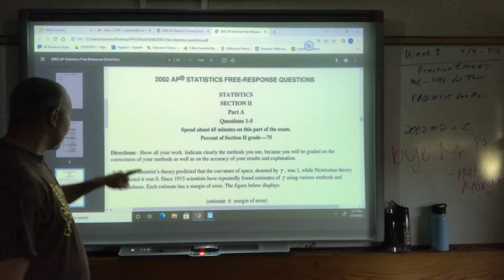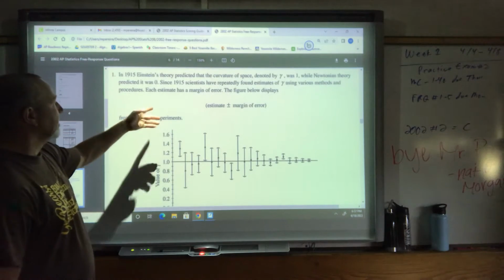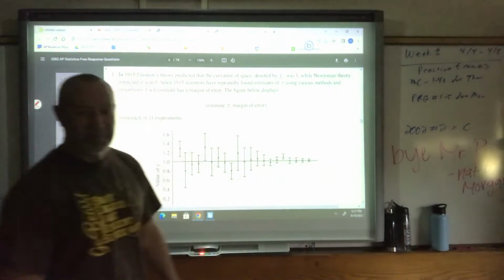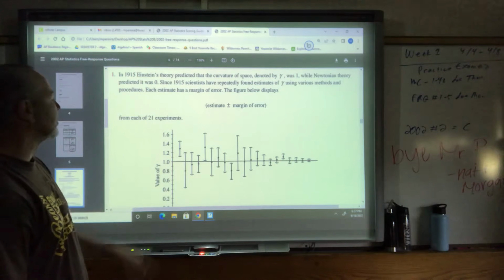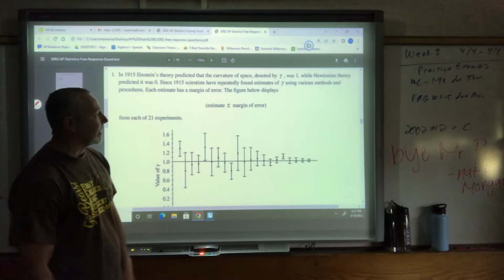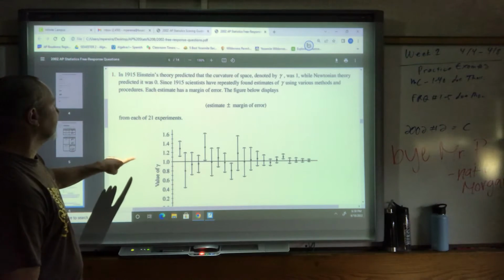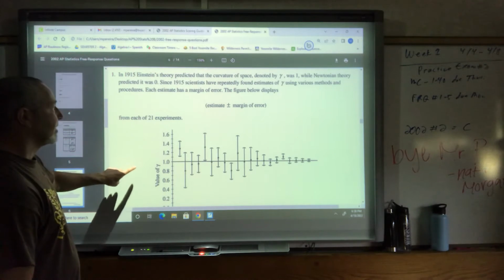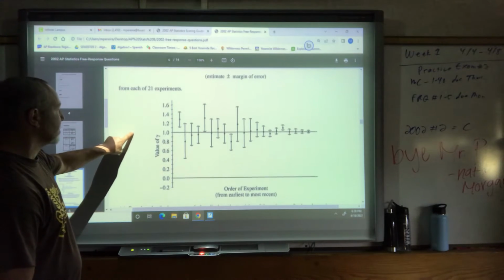First off, here it says, in 1915, Einstein's theory predicted the curvature of space, denoted by, I don't know how to say that, excuse my ignorance, but I wrote that symbol best I could, was 1, while Newtonian theory predicted it was 0. Since 1915, scientists have repeatedly found estimates of that variable using various methods and procedures. Each estimate has a margin of error. The figure below displays that estimate for each of the 21 experiments.